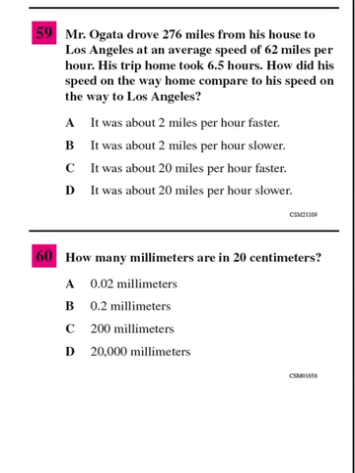Problem 59. Mr. Ogata drove 276 miles from his house to Los Angeles at an average speed of 62 miles per hour. His trip home took 6.5 hours. How did his speed on the way home compare to his speed on the way to Los Angeles?